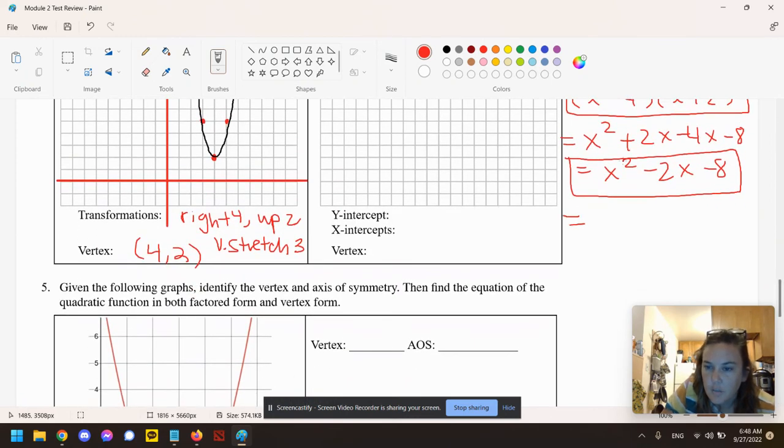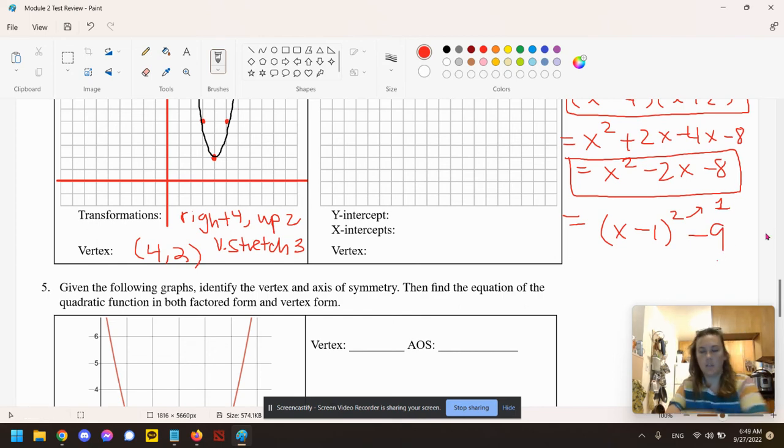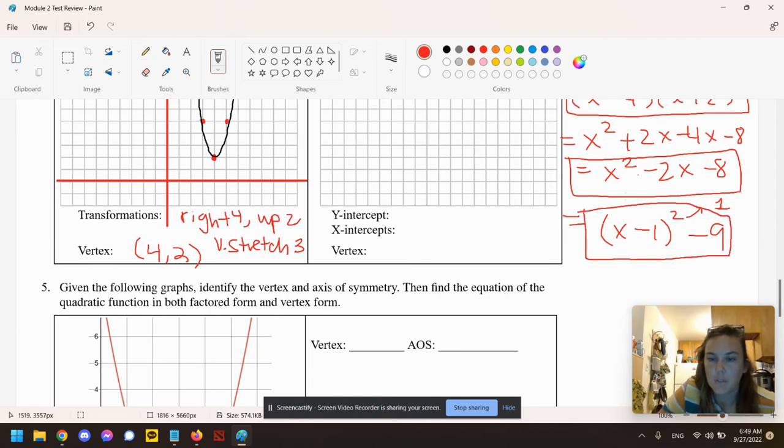And then I'm going to complete the square. So I'm going to have (x minus 1) squared, because I did minus 2 divided by 2 and got minus 1. Minus 1 squared is positive 1, which means I need to move down by 9 in order to end up at negative 8. Or I can think of this as negative 8 minus 1. And now I've got my vertex form of the equation.